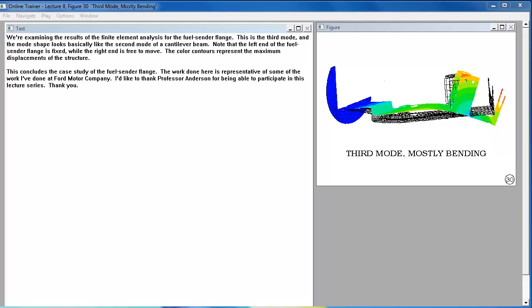This concludes the case study of the fuel sender flange. The work done here is representative of some of the work I've done at Ford Motor Company.